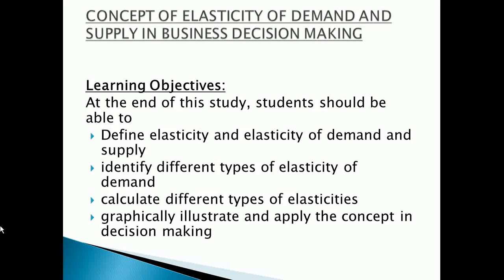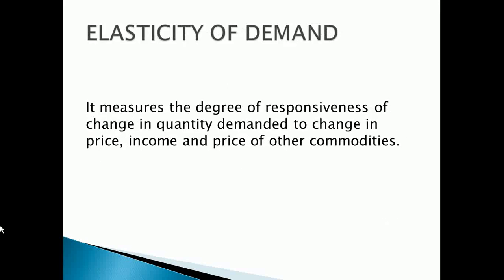Now we have the types of elasticity of demand: price elasticity of demand, income elasticity of demand, and cross elasticity of demand. We are going to pick this one after the other and then we are going to explain briefly. Price elasticity of demand measures the degree of responsiveness of change in quantity demanded to change in price, and it can be expressed as percentage change in quantity demanded over percentage change in price.